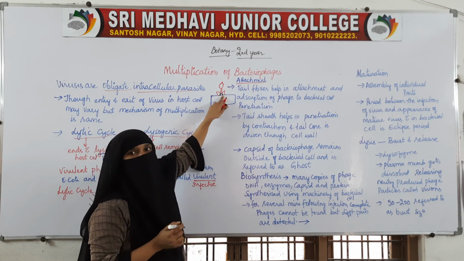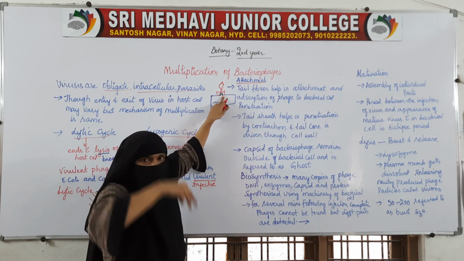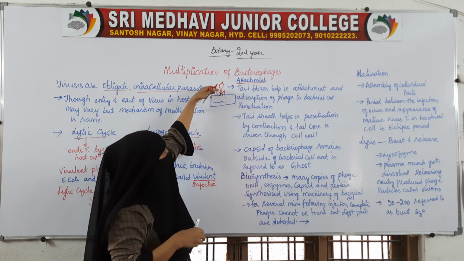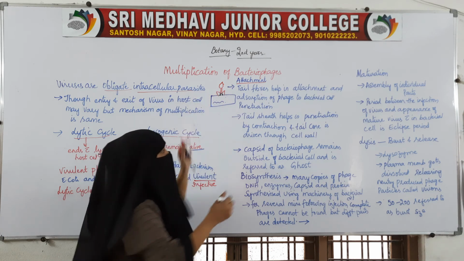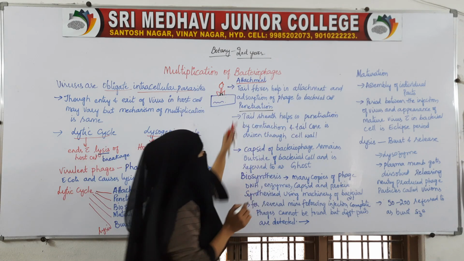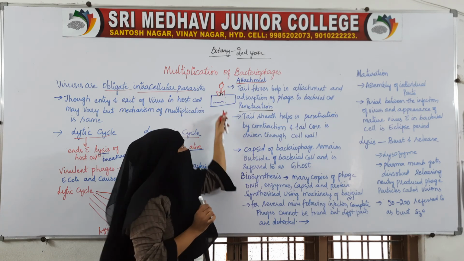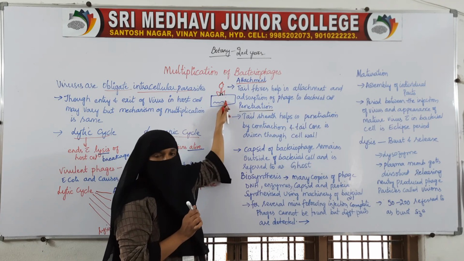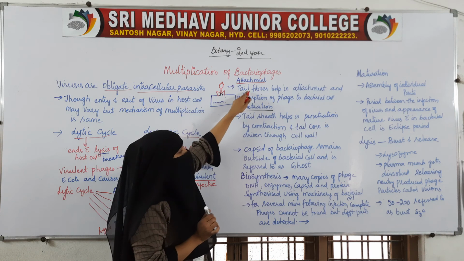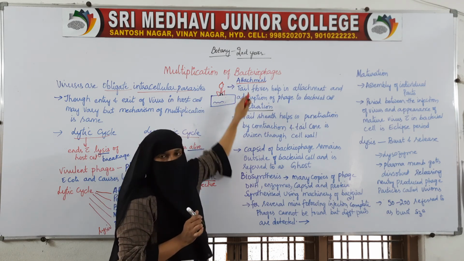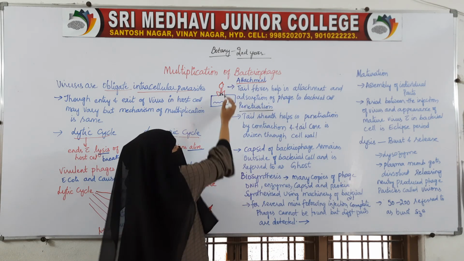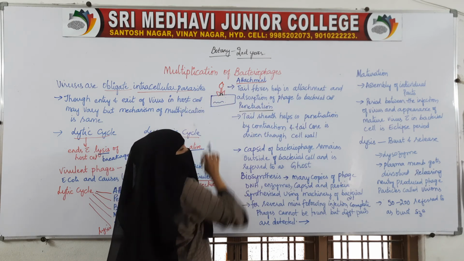Okay, after it gets attached, it contracts. This tail sheath contracts. The next step is penetration. After attachment, the attachment of the bacteriophage to the bacterial host cell is done with the help of the tail fibers. These are the tail fibers and this is the tail pin.